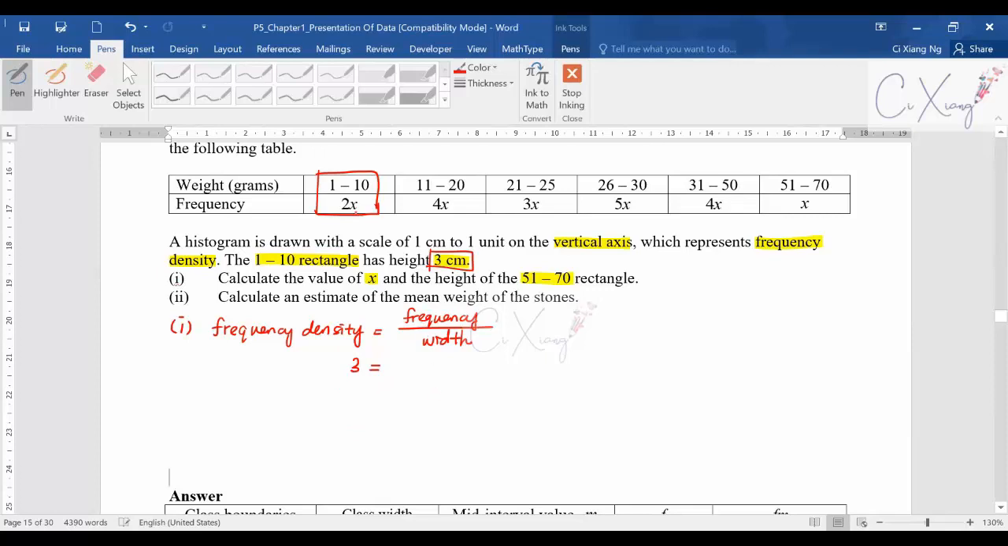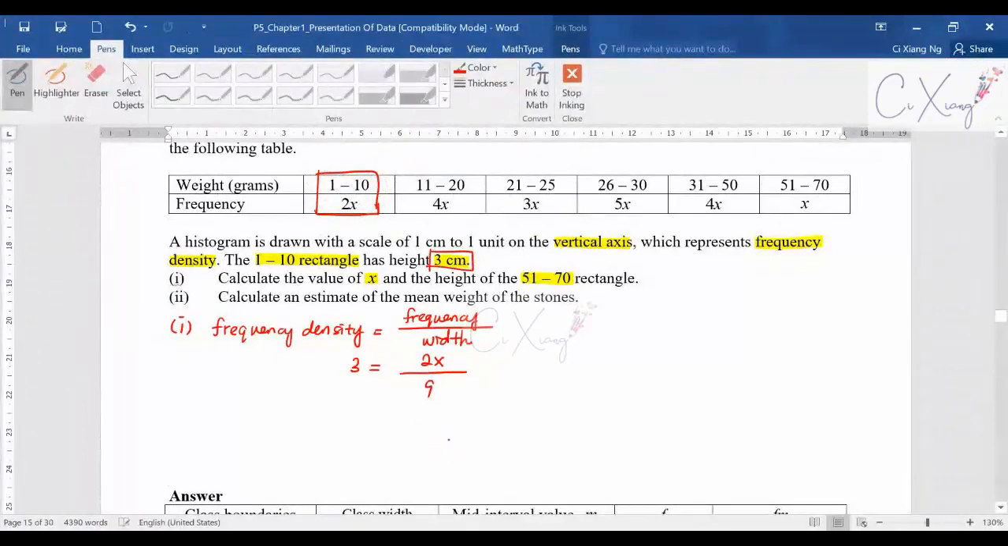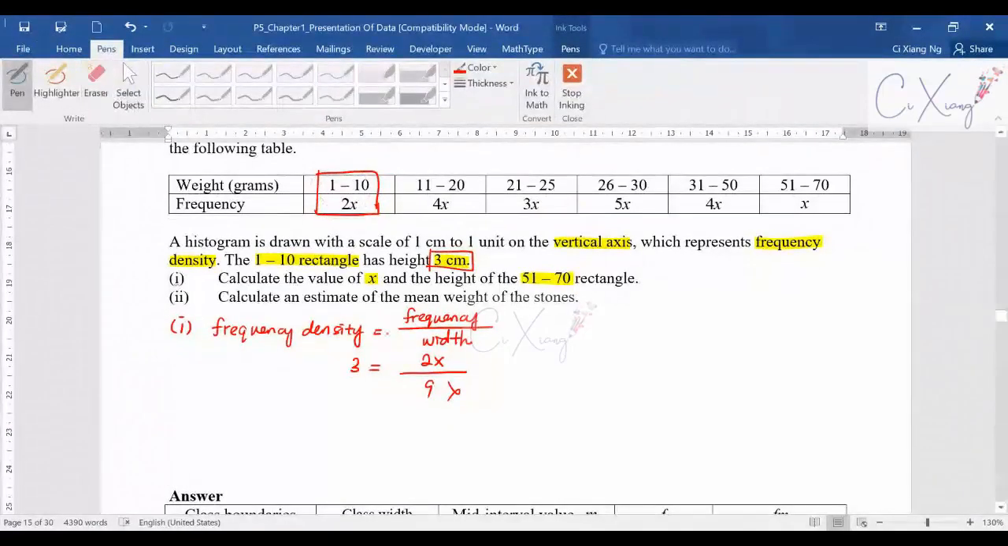And then for frequency, what's the frequency shown in the table? It is 2x divided by the width. Okay, so can anyone tell me what is the width for this class? Is it a 9? If you put in a 9, it is wrong. It is not a 9. You shouldn't take 10 minus 1 to get a 9. So this is wrong. What is the correct width?